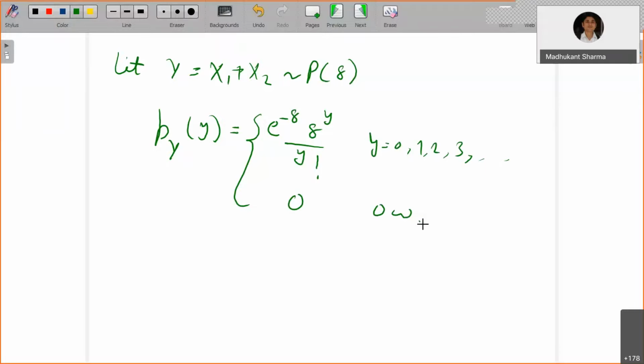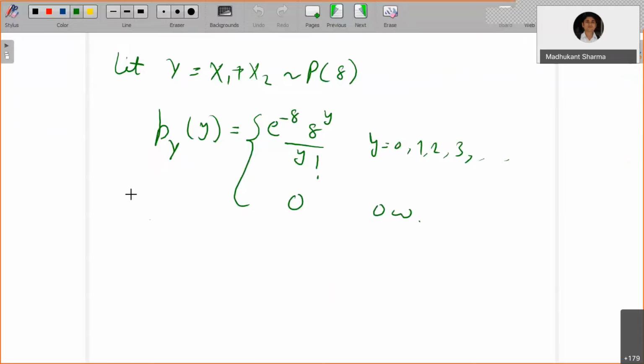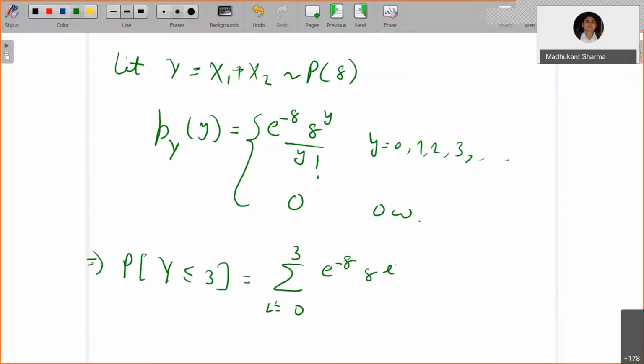Now you can fix y equals 0, y equals 1, y equals 2, y equals 3 here, and this implies the probability of Y less than or equal to 3 is the summation over i equals 0 to 3 of e to the power minus 8 times 8 to the power i divided by i factorial. So that you can approximate and keep the actual number here. Okay, right. So this is about the Poisson random variable.